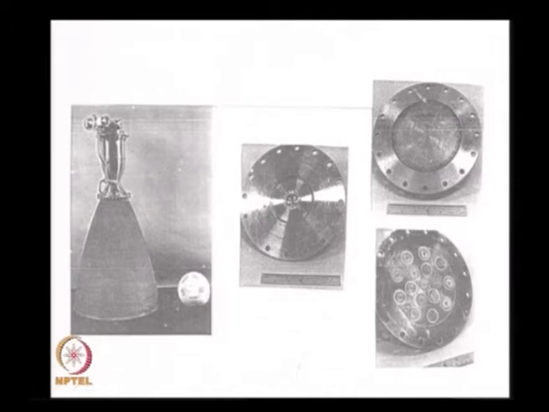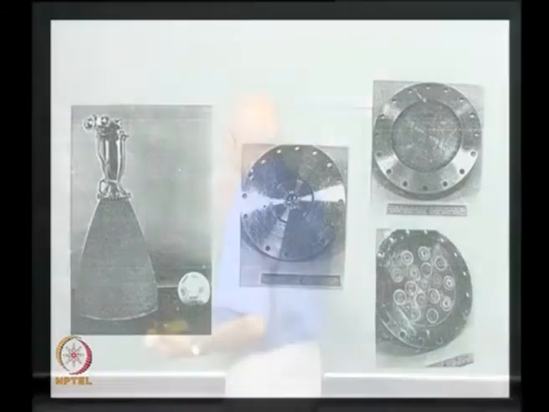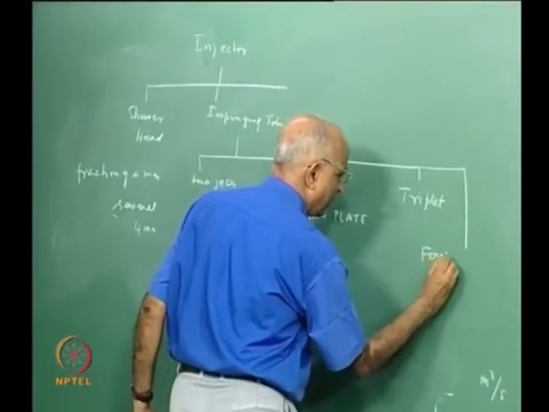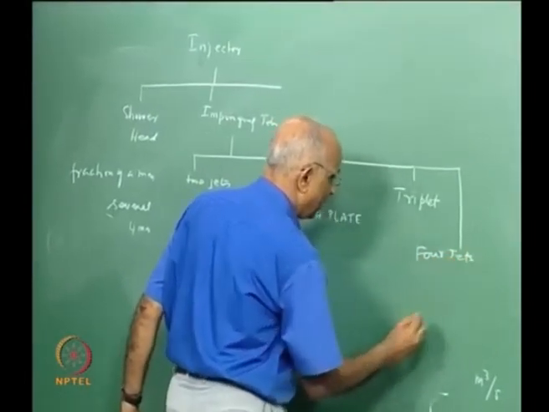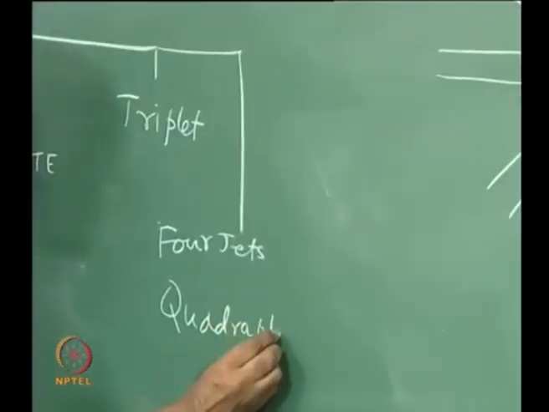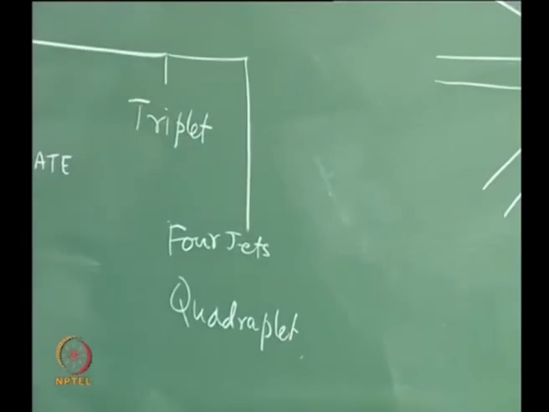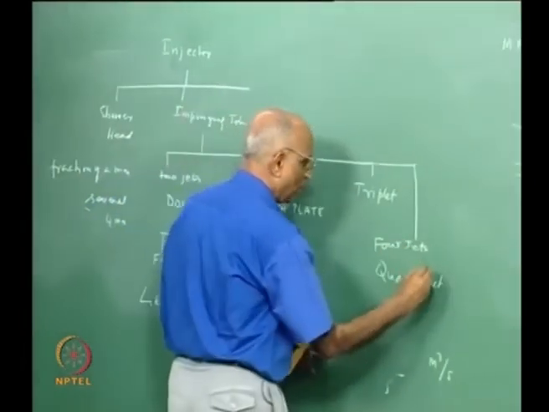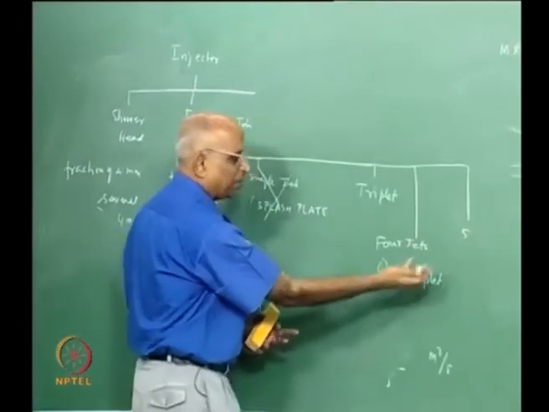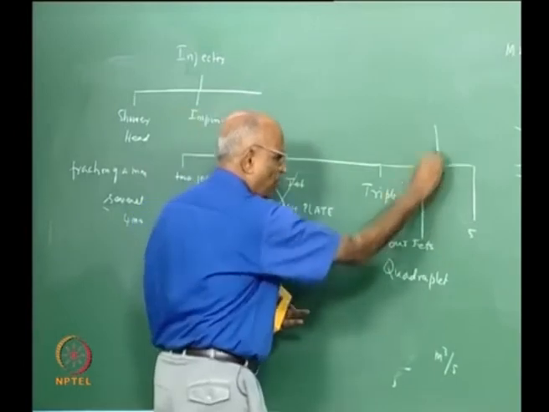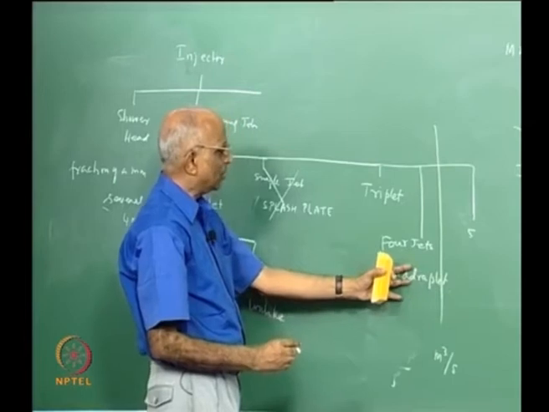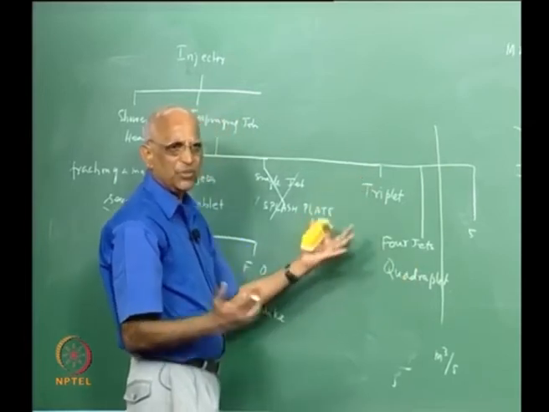This is about triplet. I can also think, instead of having triplet, why not use four of them? Four jets. It has also been tried, it has been used, it is known as quadruplet. Its performance is not as good as a triplet, but it has been used, and also I could use five jets, in which case it is known as a pentaplet, and so on. But I think we stop over here. I have not seen anything used more than a quadruplet, but quadruplet, as we say, is not as efficient as a triplet, because you do not really gain much.